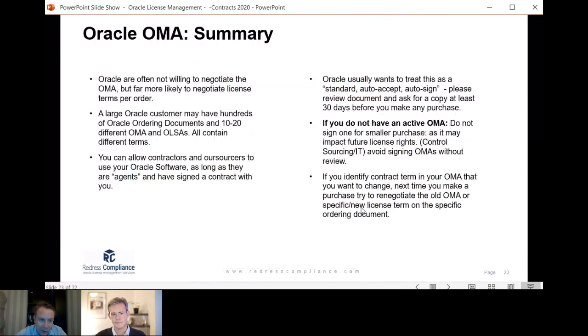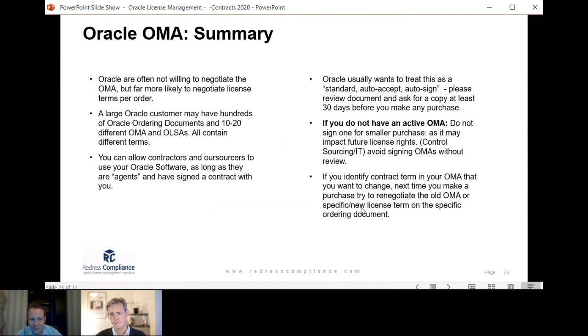So summary, Oracle are often not willing to negotiate the OMA, but far more likely to negotiate license terms per order. So yeah, it's easier for Oracle to give you favorable license terms per order instead of the OMA. A large Oracle customer may have hundreds of Oracle ordering documents, and you might have 10 to 20 different OMAs or OLSAs, all containing different terms. It makes it very difficult to create some sort of overview picture, and even makes the life much harder for license management.